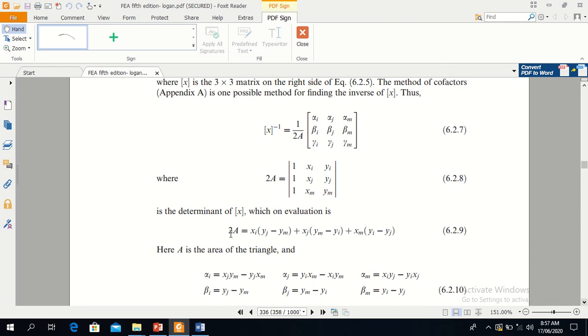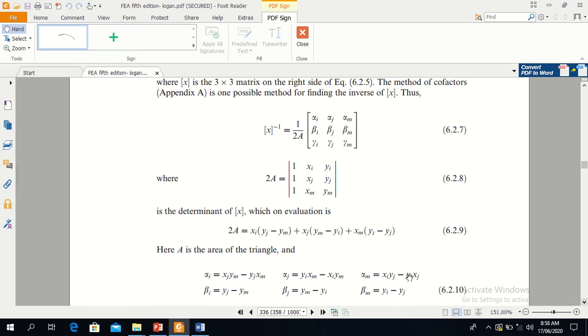First note down this equation 6.2.9. This is the formula that is used for calculation of the area of this triangular element. So we can find the area of triangular element by using this equation 6.2.9.